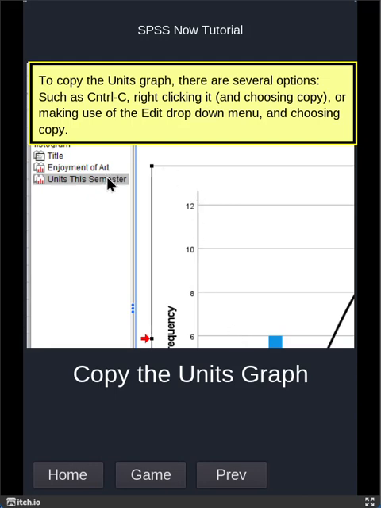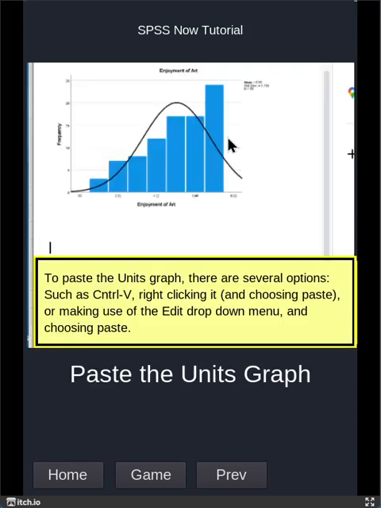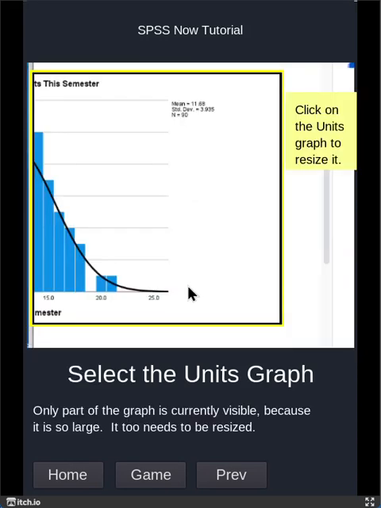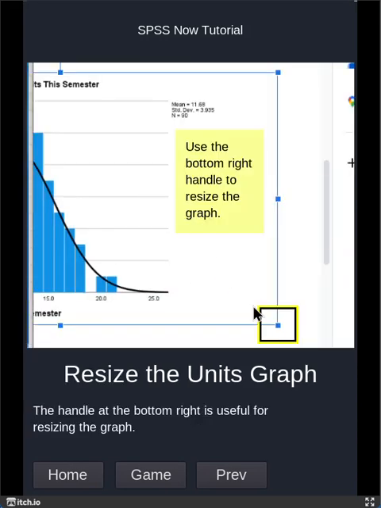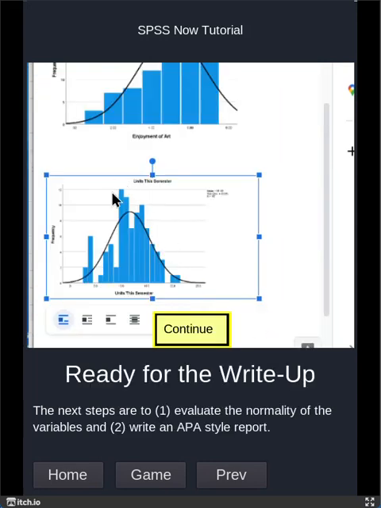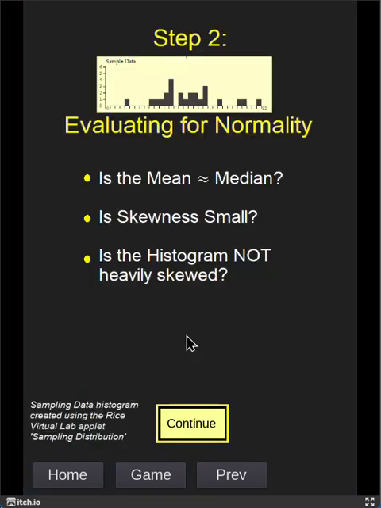We'll get our histogram for units this semester. So again, we're going to copy it, then we'll paste it, and then we'll highlight it and resize it. And you can see, by the way, both these graphs have that superimposed normal distribution to allow us to make a comparison between what the data is and an ideal normal distribution curve. All right, so we'll continue.